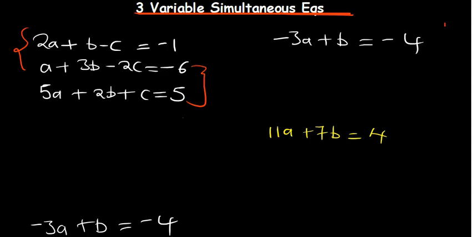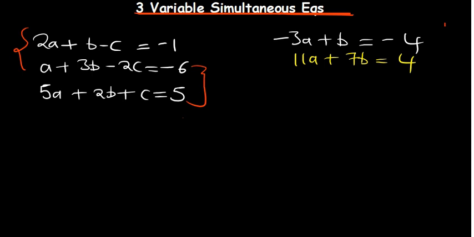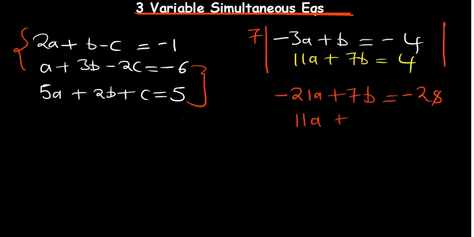Okay, so I still want to deal with simultaneous by elimination, right? So which one can we easily eliminate between a and b? Let me eliminate b. So I'll just multiply the first equation by 7, right? So we're going to have -21a plus 7b is equal to negative 28. And then we have 11a plus 7b equal to 4.